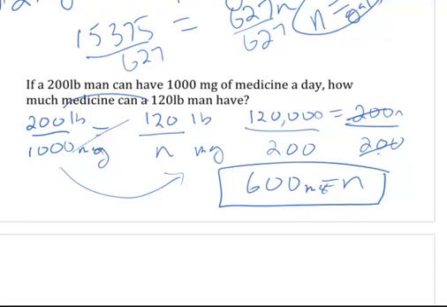And if you think about that for a minute, it makes sense. A man who weighs 200 pounds gets 1,000 milligrams of medicine. Well, the person who weighs 120 pounds only gets 600 milligrams of medicine. They weigh less, so they get less medicine.